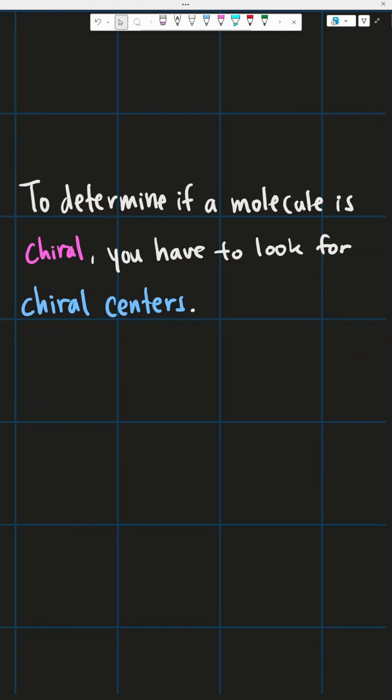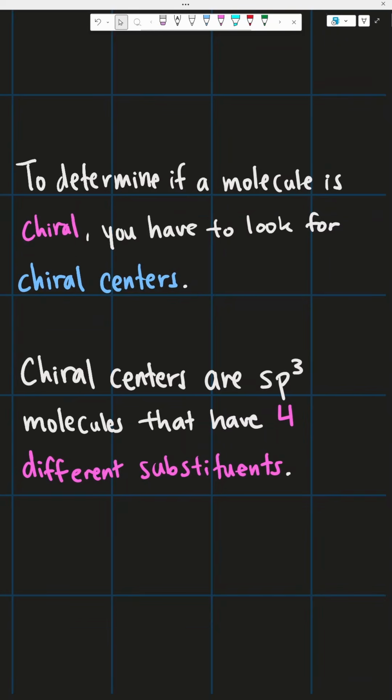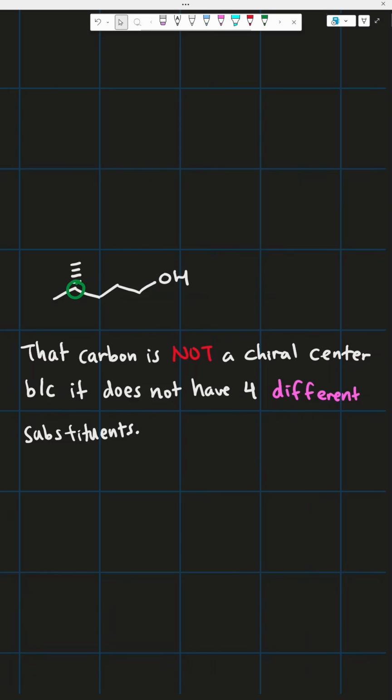If a molecule has at least one asymmetric chiral center, then the molecule is chiral. Chiral centers are sp3 carbons that have 4 different substituents. Let's look at an example. In A, you can see that this green carbon is actually not a chiral center despite it being dashed. This is because the carbon does not have 4 different substituents, because there are 2 identical methyl groups attached.